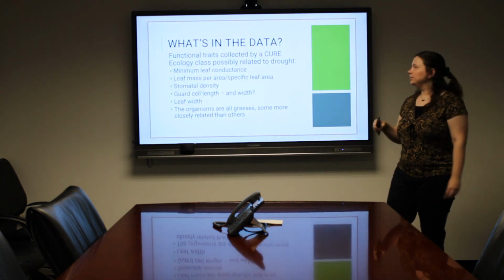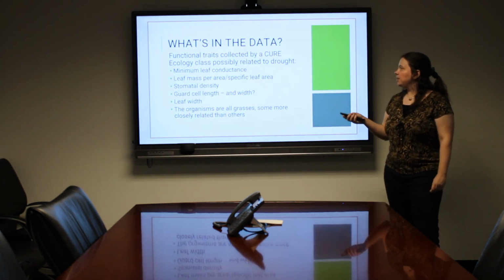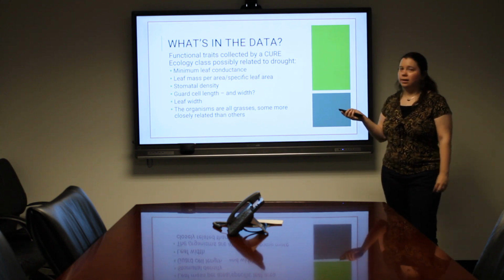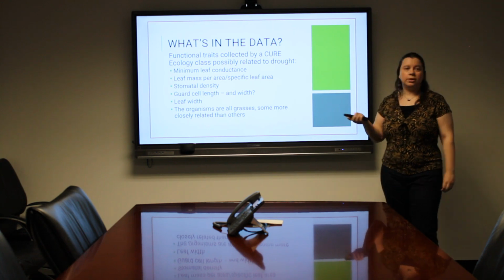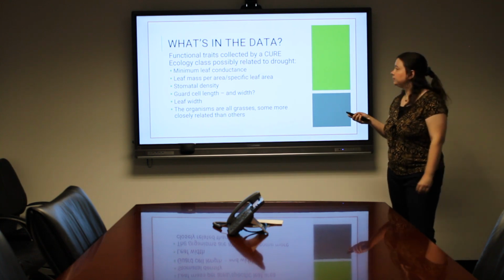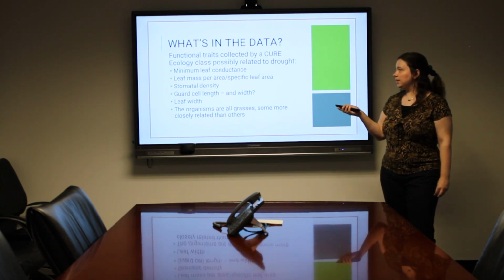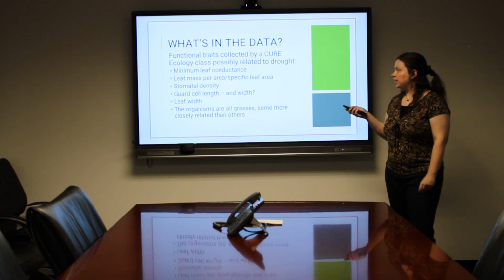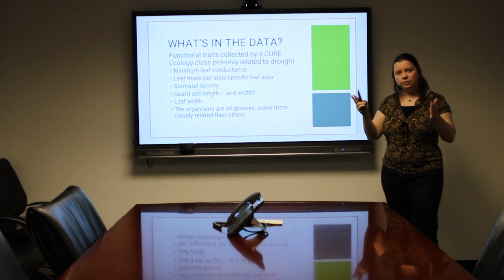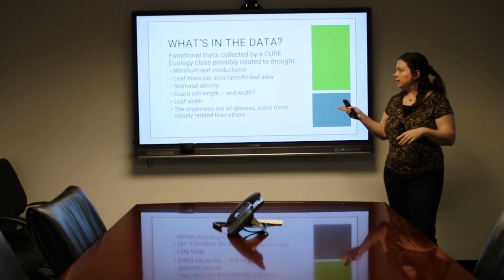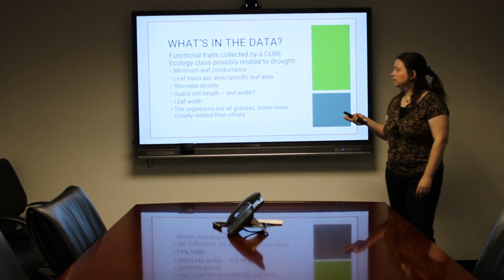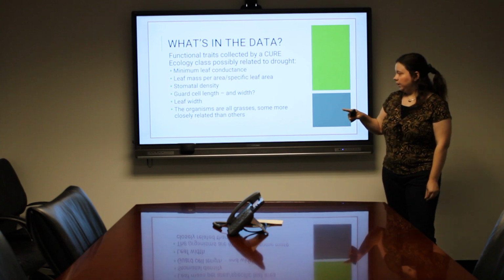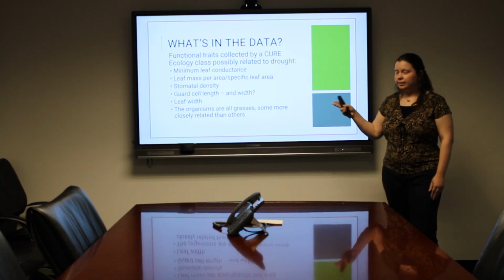So what's in the data? These functional traits were collected by the CURE Ecology class here at UHD. The ones that we picked were ones that could possibly be related to drought. We have minimum leaf conductance, leaf mass per area / specific leaf area, which are the inverse of each other, stomatal density, guard cell length, and recently we started taking widths as well, leaf width and guard cell width.